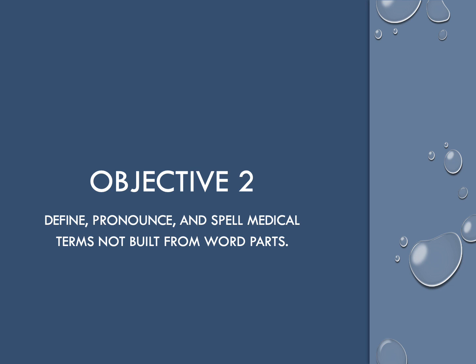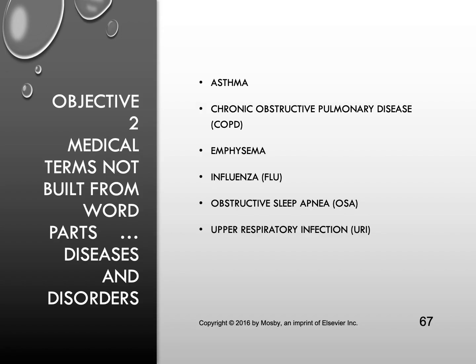All right, let's look at some terms that are not built from word parts. Words like asthma is an example that is not built from a word part. Asthma is a breathing condition, okay, where there is constriction of the bronchi, and there's difficult breathing there. Other terms like chronic obstructive pulmonary disease is a disease that leads to difficulty breathing. Emphysema is a disease as well.